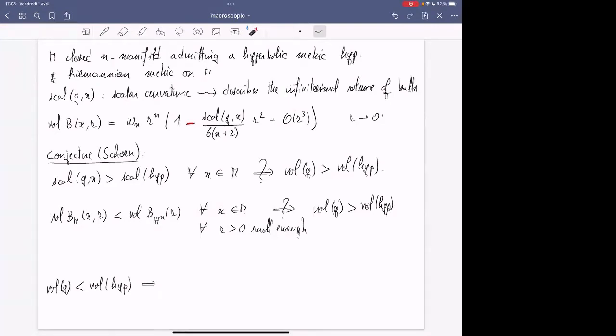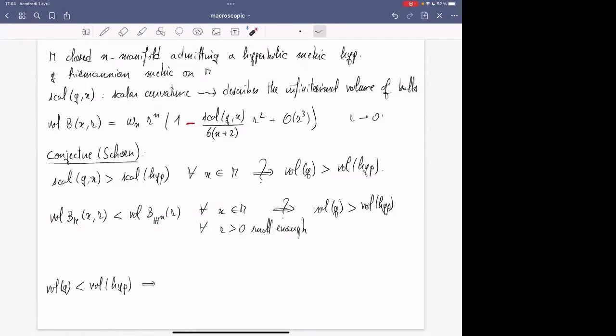What does that mean? Because of the way we define the scalar curvature, we can state it with a condition on the volume of small balls. If the volume of balls of radius r in the Riemannian manifold is less than the volume of the balls in hyperbolic space, remember that because of the minus sign you have to switch the inequality, then you expect the volume of the manifold to be larger than that of the hyperbolic metric. That's true in dimension two, by Gauss-Bonnet.